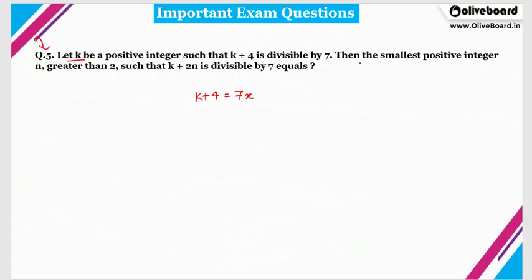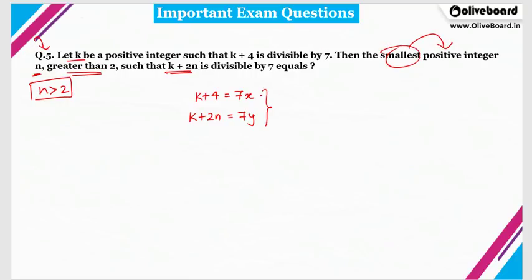Okay, now then the smallest positive integer n greater than 2, so n is our smallest integer whose value is greater than 2, such that k plus 2n is what? Divisible by 7. So we have to find the value of n such that this k plus 2n is also divisible by 7. So I am just assuming that if k plus 4 is 7x, k plus 2n is 7y. So I can write these two equations and I have to find the value of n which is greater than or equal to what? 2, and we have to find the smallest positive integer value.